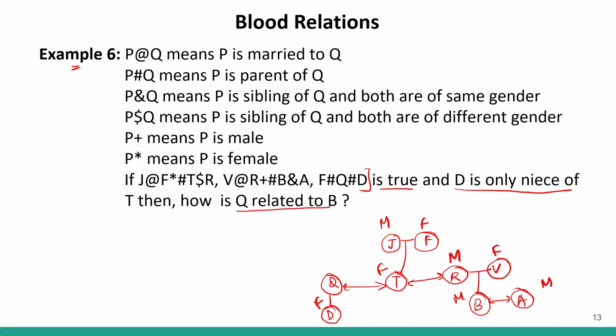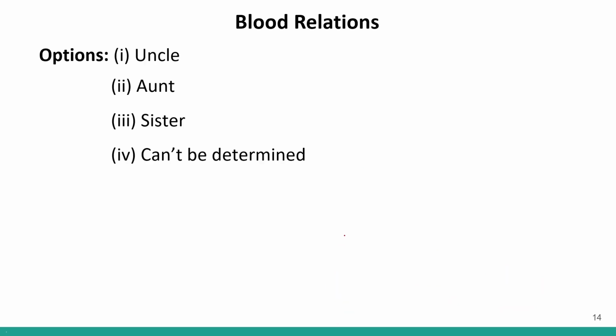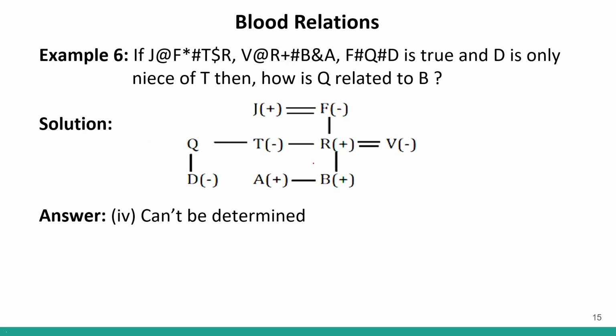We have to find out how is Q related to B. Now Q's gender is not known. Correct? Q can be either the uncle or it can also be the aunt of B. So let us look at the options. Option says uncle, aunt both. Correct? So the answer will be option number 4, can't be determined, because we cannot determine the gender of Q in the chart. It will be can't be determined because here the gender is unknown.